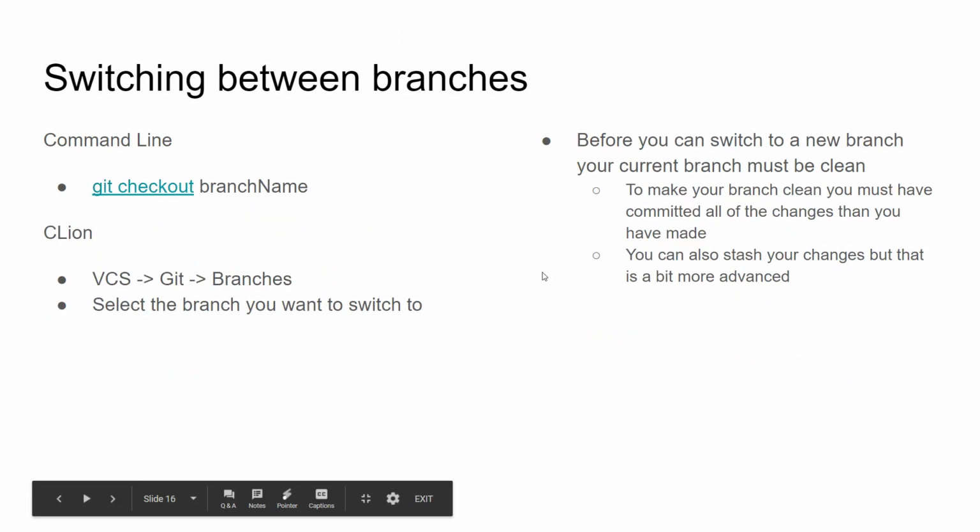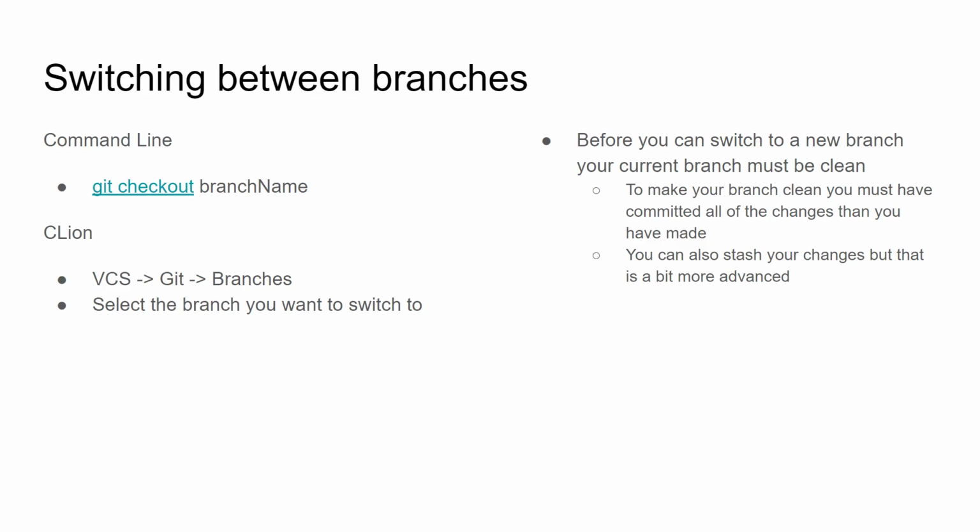So on the command line, it's git checkout branch name to switch to that branch, and you already just saw how to switch to the new branch. Before you can switch to the new branch, your current branch must be clean, which the easiest way to make that happen is to do a commit. A clean branch means that there haven't been any changes since the last commit. And CLion and Git will both give you a warning if you have changes that you've made to your files in this current branch that you haven't committed if you're trying to switch to a new one.